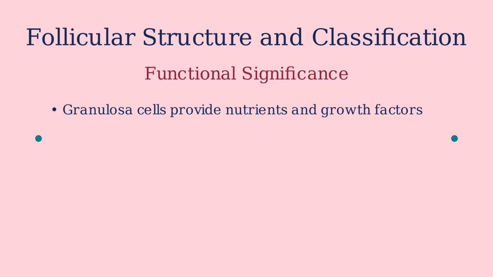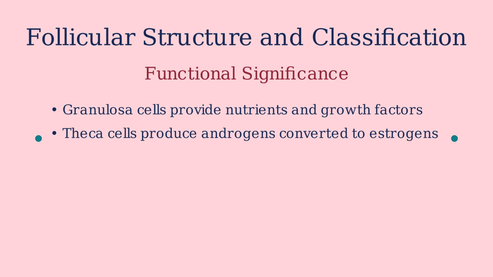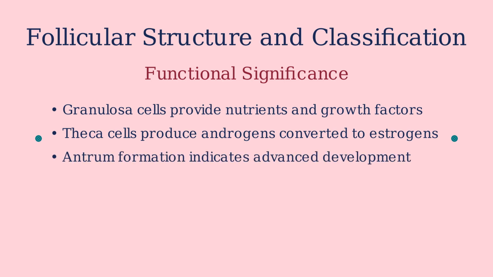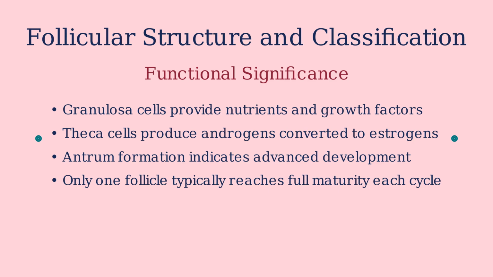Granulosa cells are essential, providing nutrients and growth factors to the developing oocyte. Theca cells produce androgens that granulosa cells convert into estrogens, driving follicular development. The formation of an antrum signals advanced follicular development. While many follicles begin development in each cycle, typically only one will reach full maturity and ovulation.